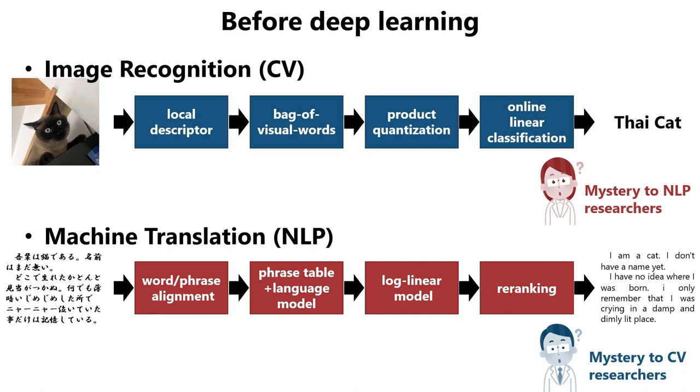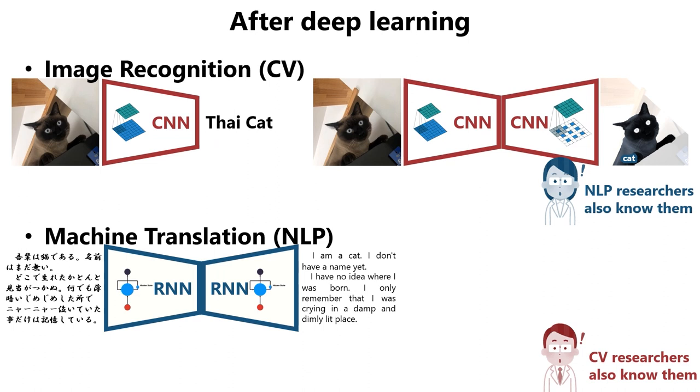After the advent of deep learning, we can now use a neural network called a convolutional neural network to recognize an image and classify it as a tie-cat. And we can also use variants of this convolutional neural network to create a semantic segmentation system. On the other hand, machine translation has also shifted to the use of recurrent neural networks, which are neural networks that handle series of data and translate from Japanese to English, for example.